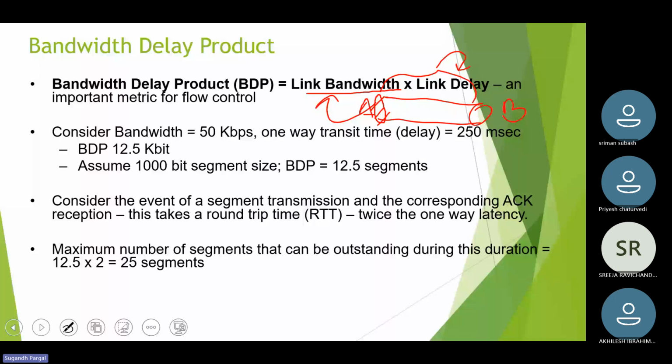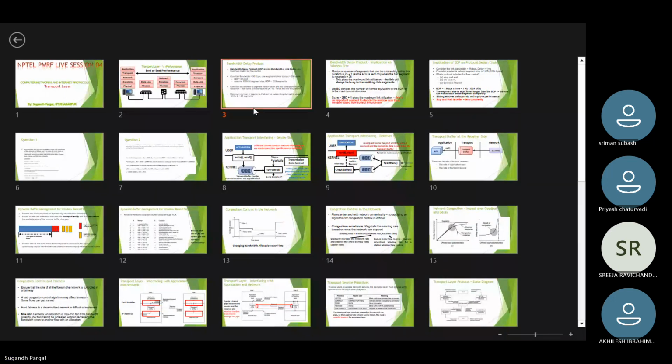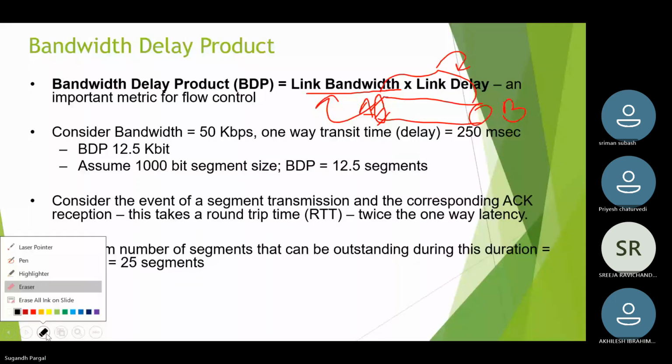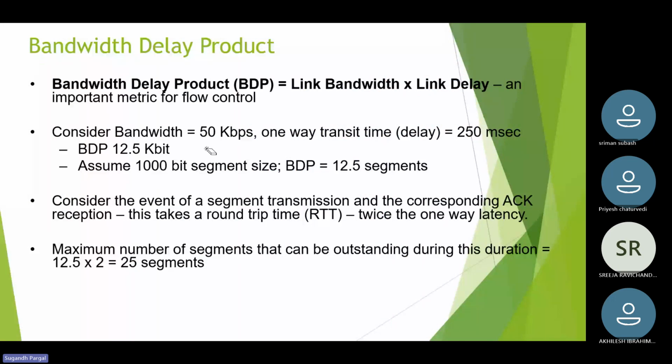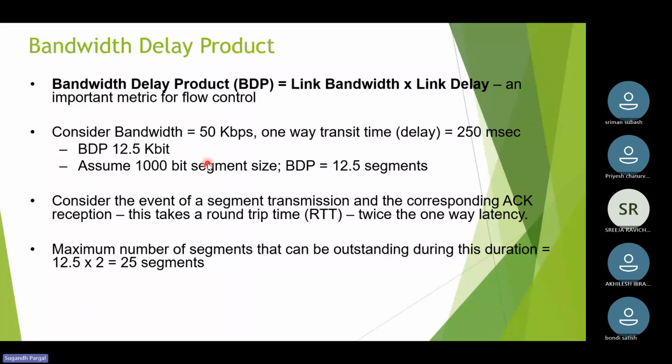For example, consider a bandwidth here of 50 kbps, and a one-way transit time with a delay of 250 milliseconds. So the bandwidth delay product will be the product of this bandwidth into the transit time, that means the delay. That gives us 50 into 250, that is 12.5 kilobits in all. That is the bandwidth delay product. So assume a 1000 bit segment size. So BDP allows 12.5 segments to be transmitted over that particular link.